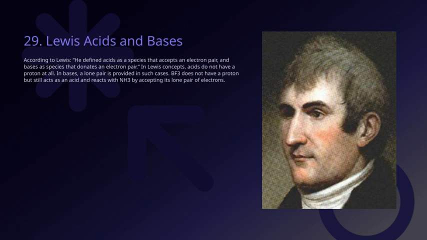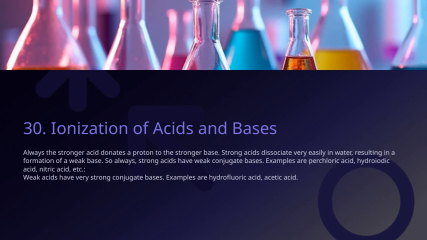When BF3 reacts with NH3, it forms a coordinate bond by accepting the lone pair. This highlights how Lewis acids and bases operate based on electron pairs rather than protons, broadening our understanding of chemical reactivity within the overall framework of acid-base interactions. Always, the stronger acid donates a proton to the stronger base.